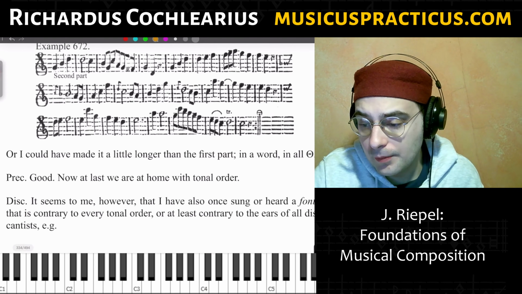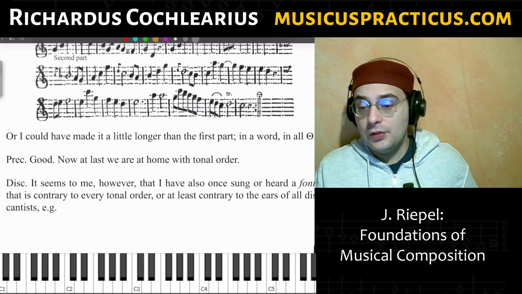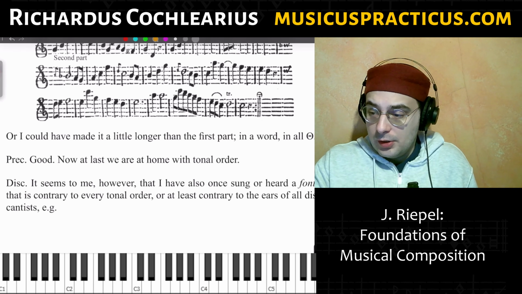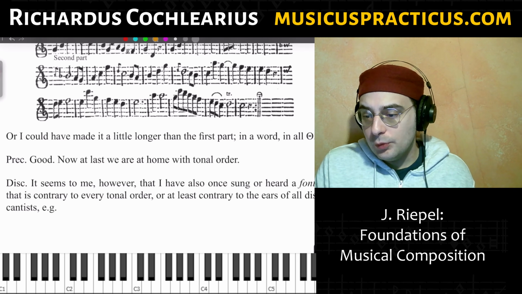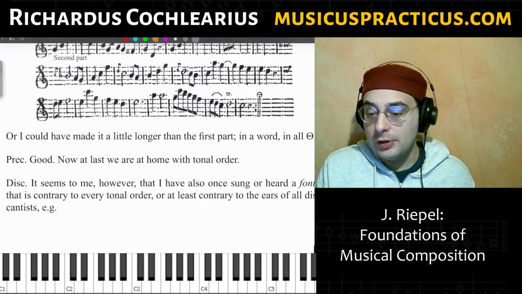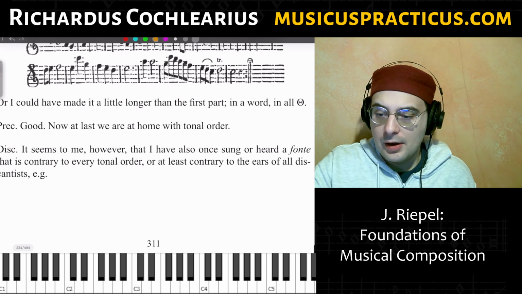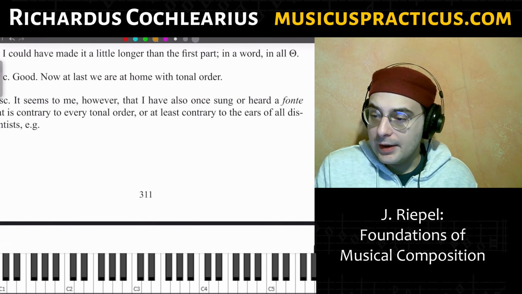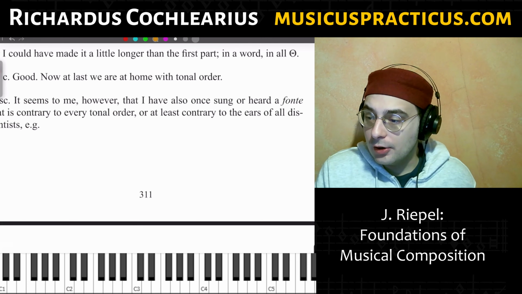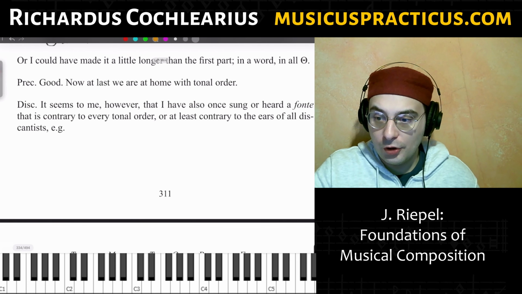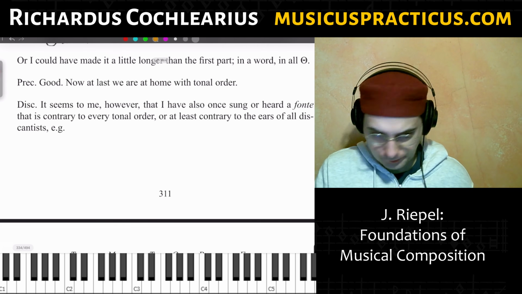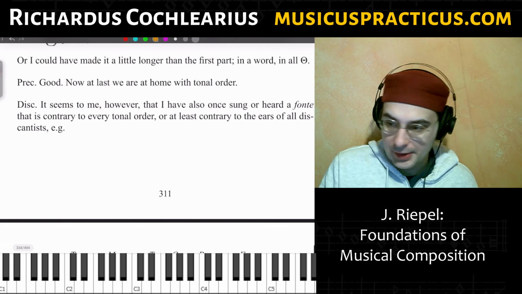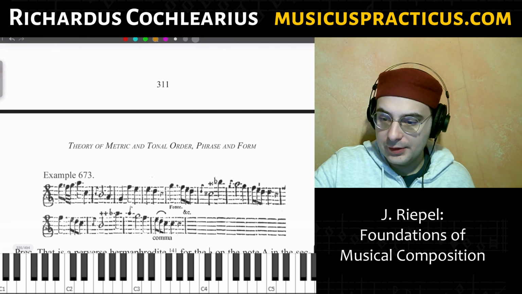Or I could have made it a little longer than the first part, in a word with all the possible combinations and variations. Good. Now at least we are at home with tonal order. It seems to me, however, that I have also once sung or heard a fonte that is contrary to every tonal order, or at least contrary to the ears of all discantists.